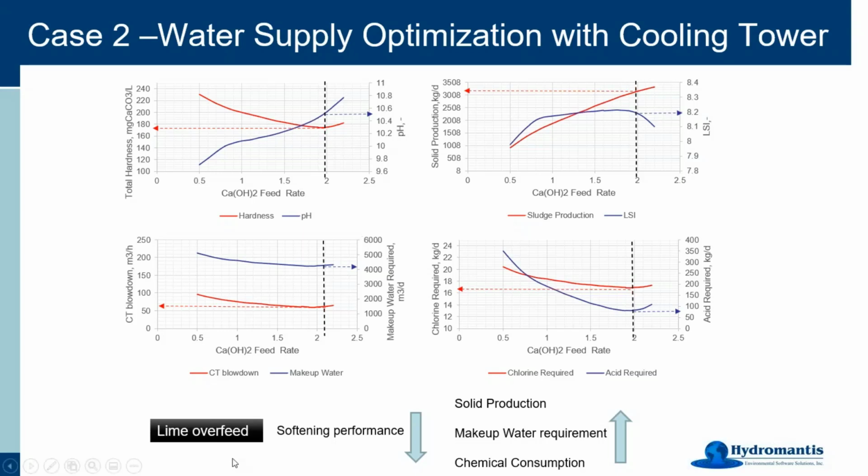If we overfeed, then of course the softening performance first of all goes down, and then our solid production goes up, makeup water requirement goes up, and chemical consumption goes up. So it's a very useful exercise to understand your system in significant detail.